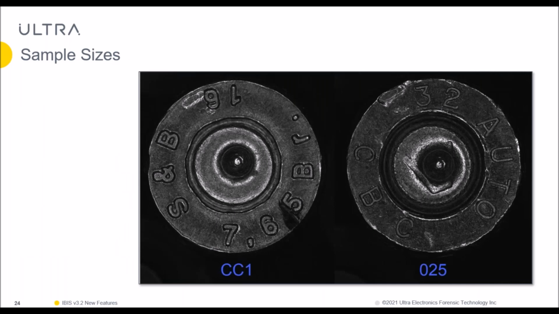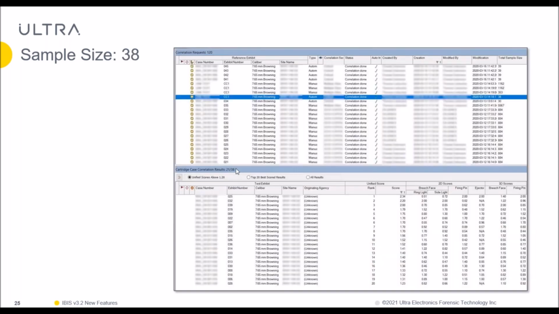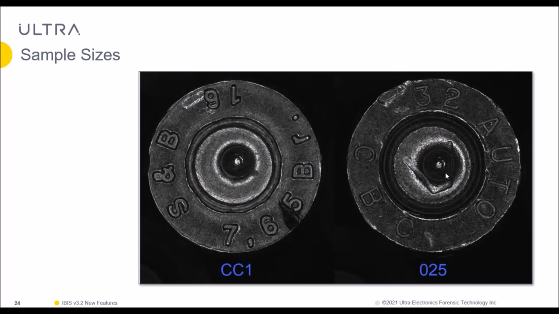Okay, so to illustrate just how those scores vary with sample size, I've taken the following example. On screen here, we have two sister exhibits. Both are 32 auto, both have circular firing pins, exhibit CC1 and exhibit 025. 025 is CBC branded ammunition, so it has this pre-stamped primer that can contaminate the breech face signature and confuse things a little bit. But it looks like there's great agreement in the firing pin, and the ejector mark also looks pretty similar.